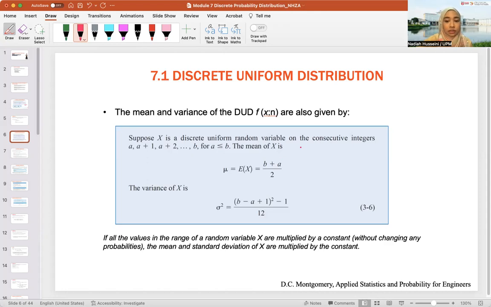So the condition to use this equation is that the random variables must be integers that happen in a consecutive manner. For example, if you're talking about dice, the numbers are 1, 2, 3, 4, 5, 6. The numbers are consecutive. They do not have any missing numbers. You're not skipping numbers. So this is the condition. It has to be in a consecutive manner for you to be able to use this equation. So if you have like 48 random variables, you have to have 1, 2, 3, 4, 5, up until 48.